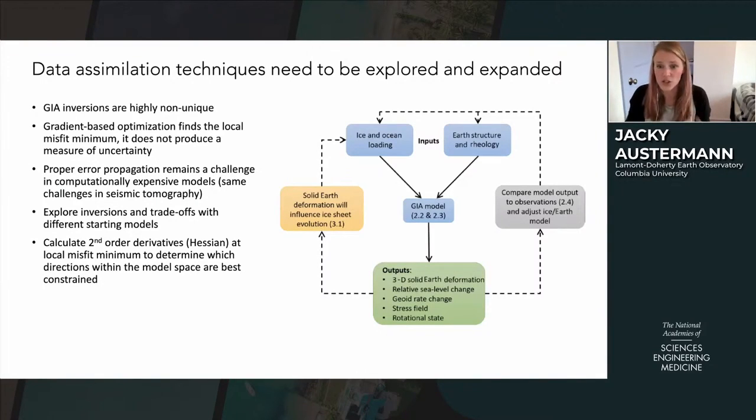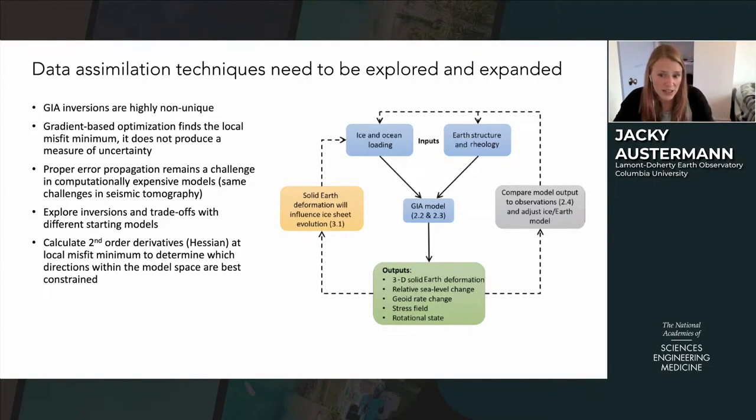There is, of course, also still a lot to be done on the assimilation techniques. I had described a gradient-based optimization using adjoints. There are other approaches out there, and it would be great to see them.